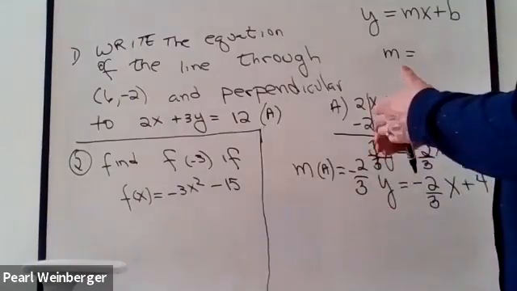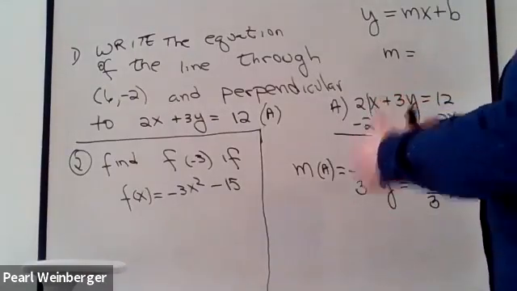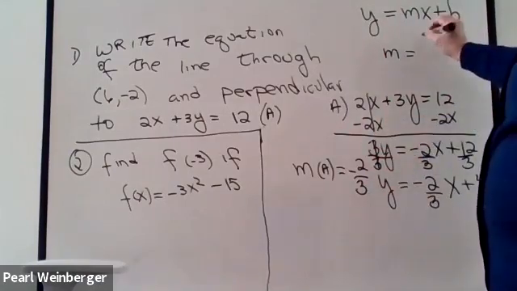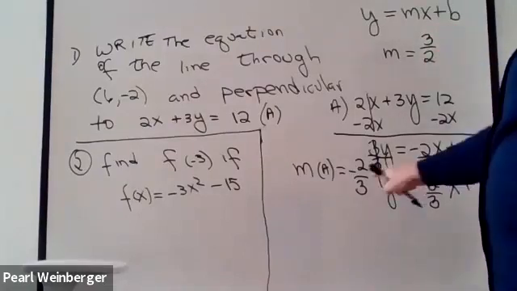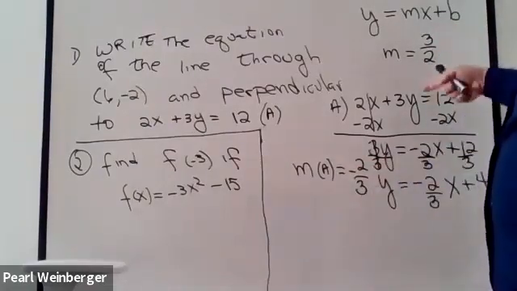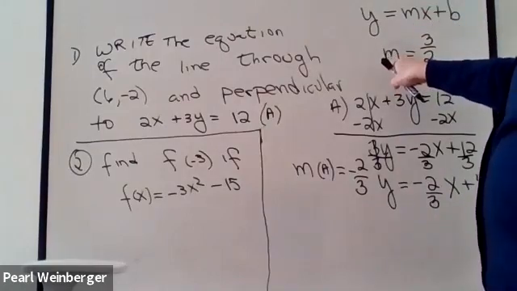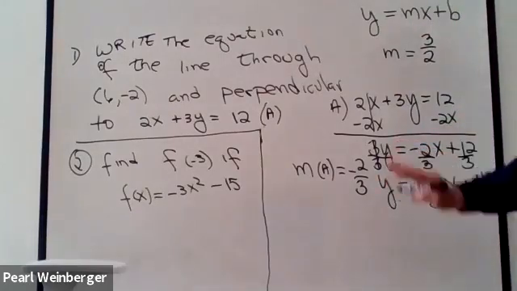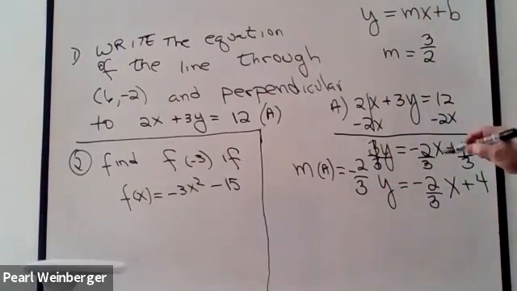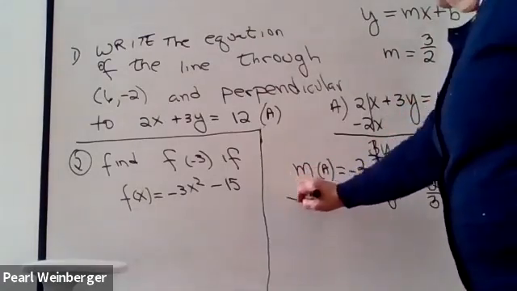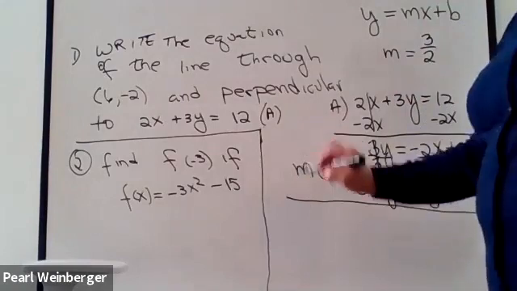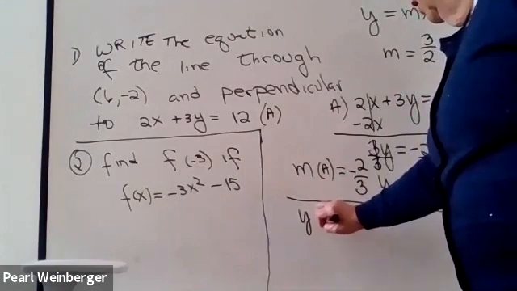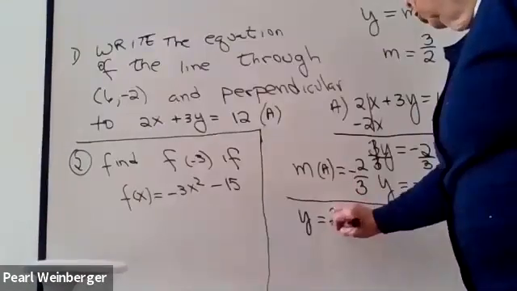So the slope of the line that I want to write the equation of, I now can figure out, because when lines are perpendicular, the slopes are opposite reciprocals. That means I have to flip this over and change its sign. This is -2/3, so the slope of my line is going to be +3/2. So I've accomplished the first part of this. I have found that the slope of the line that I want to write the equation of is 3 over 2.